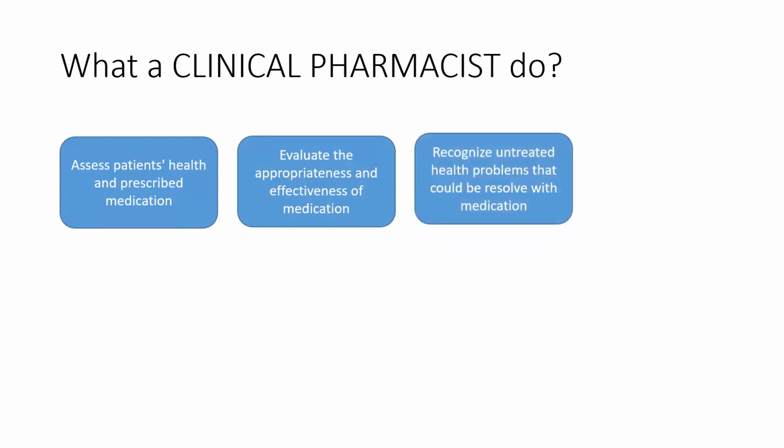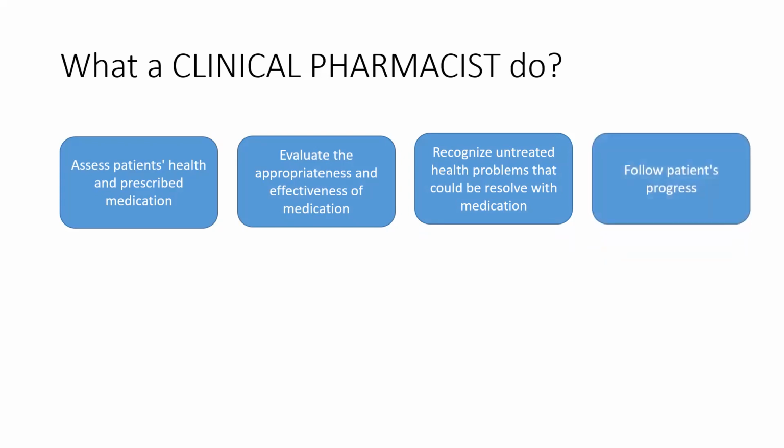Another task which a clinical pharmacist can do is to recognize untreated health problems that could be resolved with medication. Identify the other outcomes, the beneficial or the harmful ones related to the health of the patients, that could be resolved with a minimum medication or a minimum precaution or caution, or some domestic remedies, or with some medication which should be prescribed in the medication prescription.